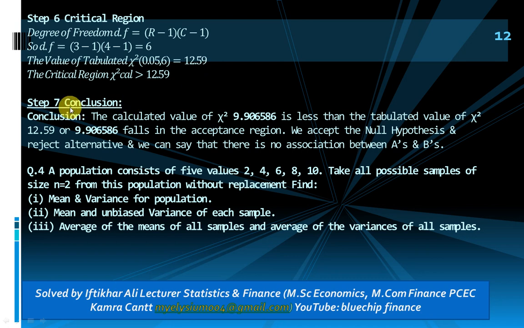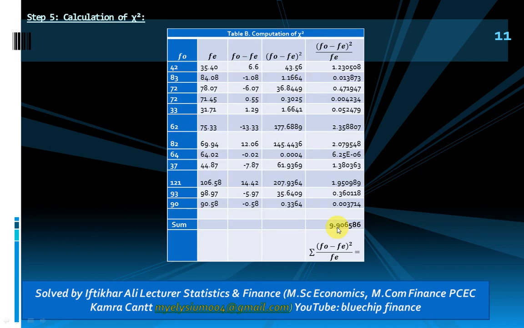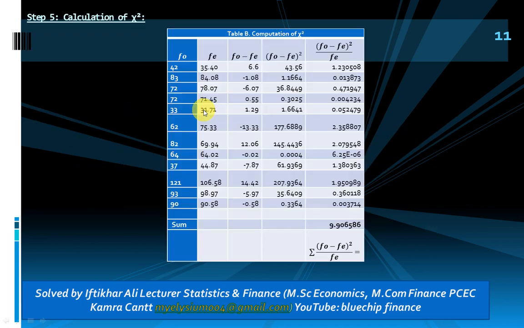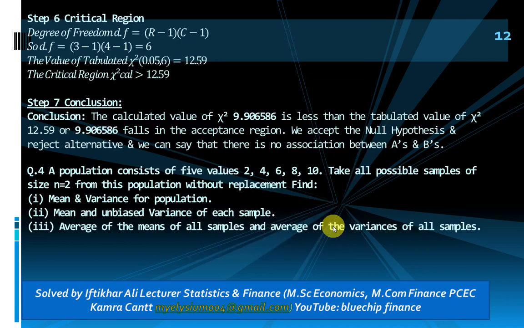And the last step will be the conclusion. As you are seeing here, our calculated value falls in the acceptance region, because the tabulated value is 12.59 and this calculated value is less than the tabulated value. So if it falls in the acceptance region, we will accept the null hypothesis, and we can say that there is no relationship between alphas and betas.